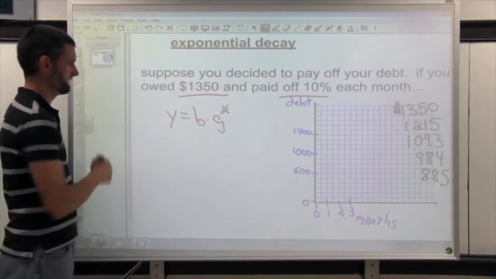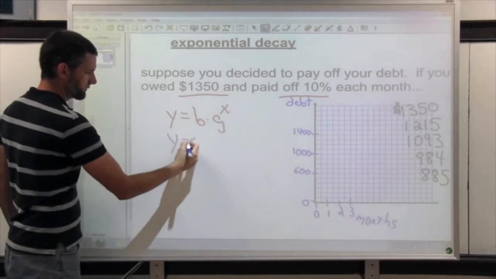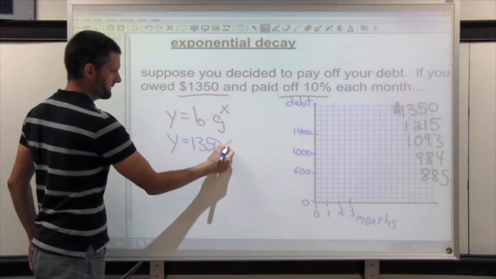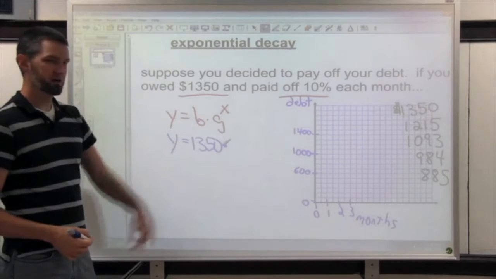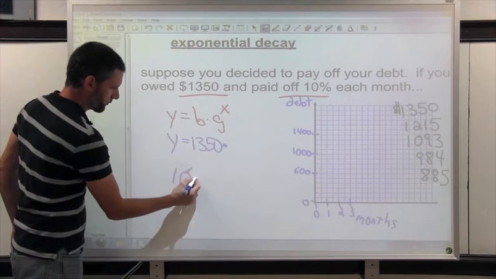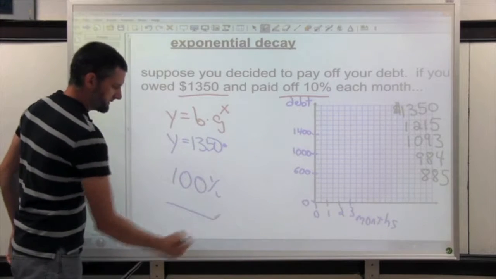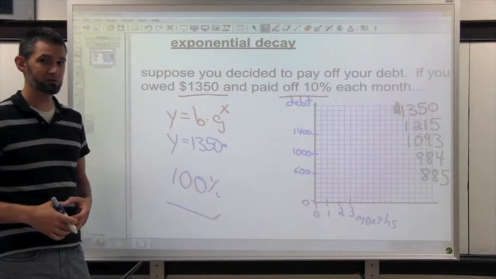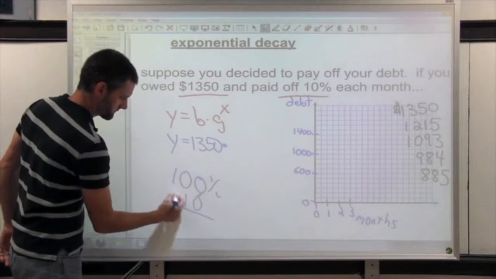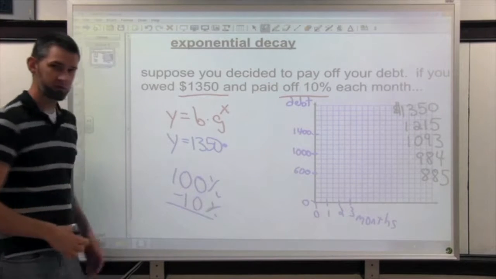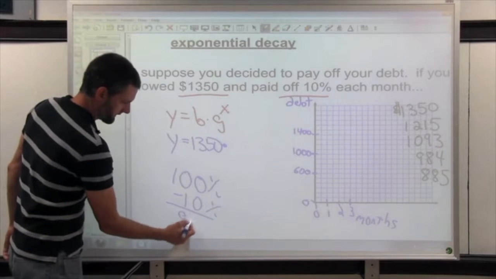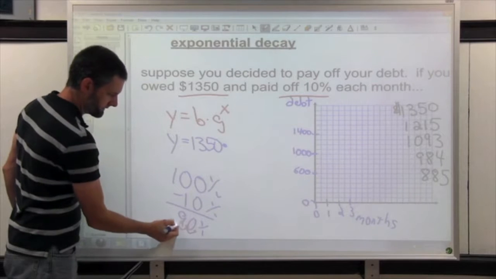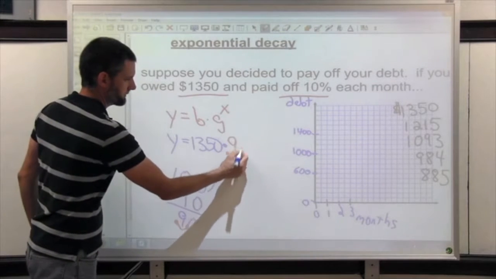for exponential decay. We're going to put our y equals, we're going to put b, our beginning amount, $1,350. Now before, when we found the g value, and it was a percent, we took 100% and we added that percent on. But if we're decaying, we're going down, so we're going to want to subtract, right? So if we take away 10%, how much debt are we left with? We're left with 90% of the debt that we had. And if you move that decimal 2 spaces, that gives us a 0.90.